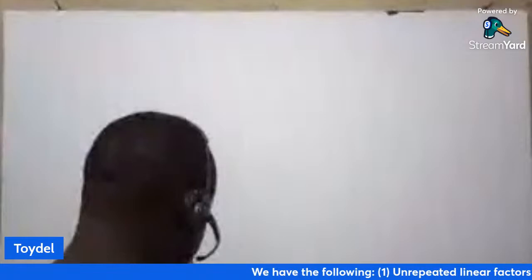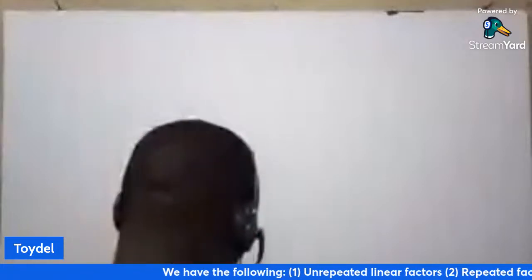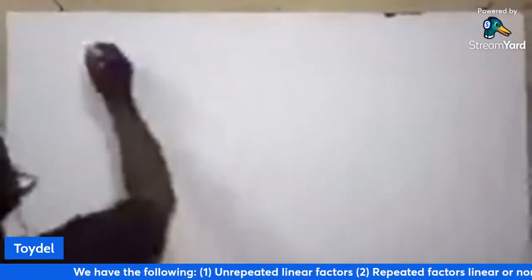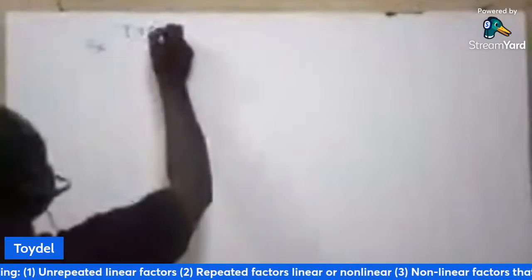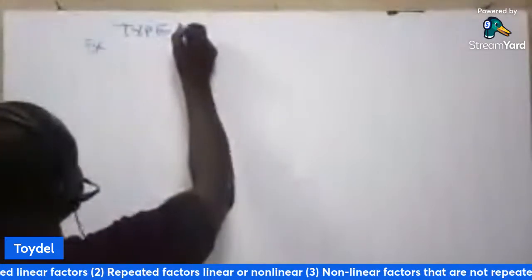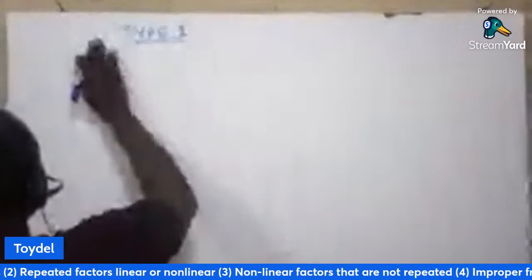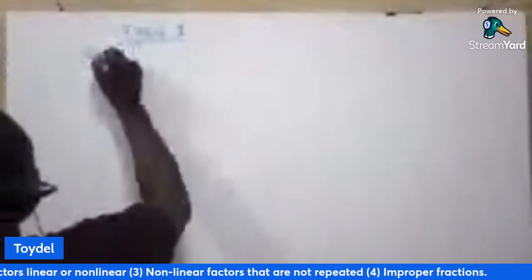I've given an example on the first one. Okay, let me give another example. Let's say example 2, still under type 1.